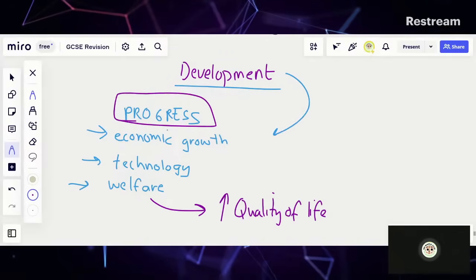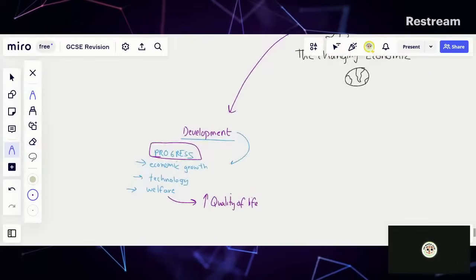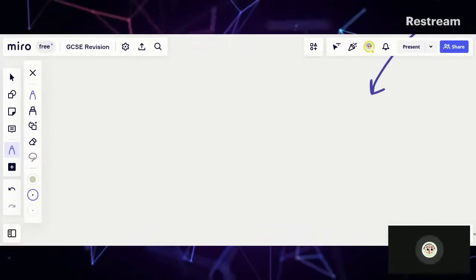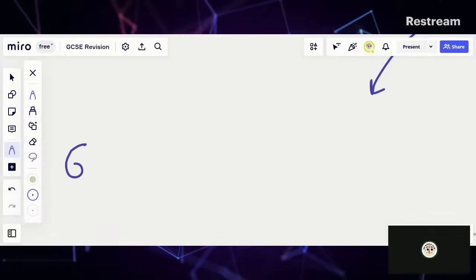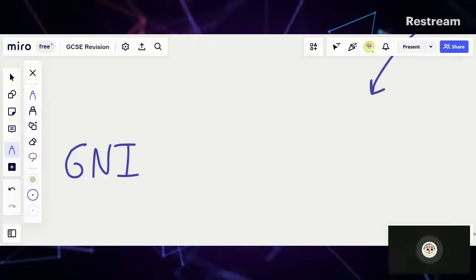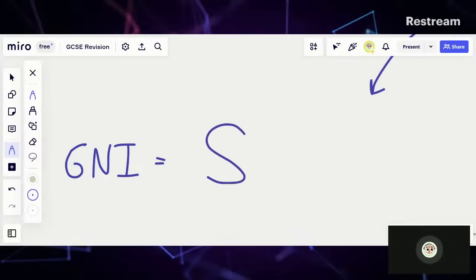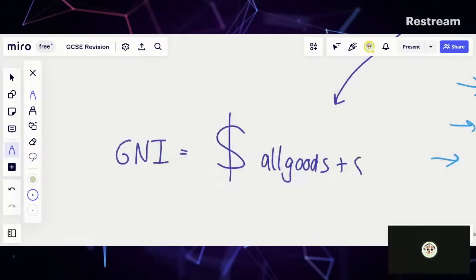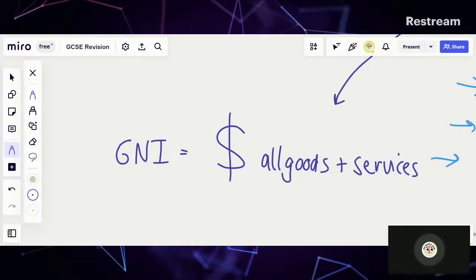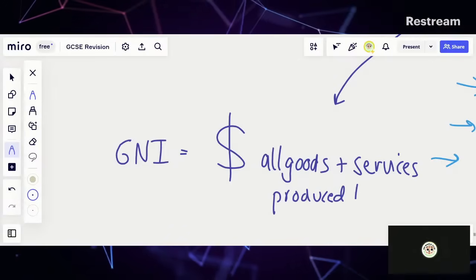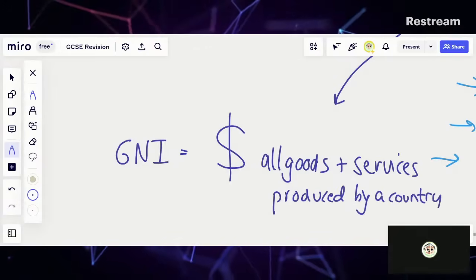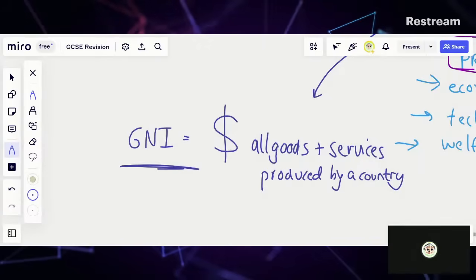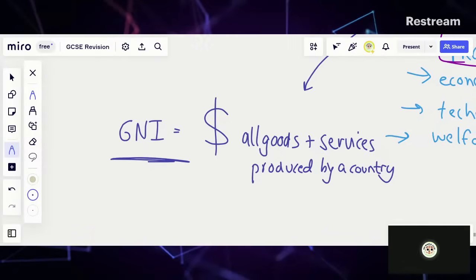Now let's look at the measures of development. There's a lot of measures of development, some of them not necessarily as good as others because it allows companies and countries to manipulate the data. So you have GNI. GNI stands for gross national income. So this is the total value of all of the goods and all of the services that are produced by a country. So everything that is sold and all of the services that are sold from a country, that is known as the GNI, the total value. So this is practically a measure of wealth.